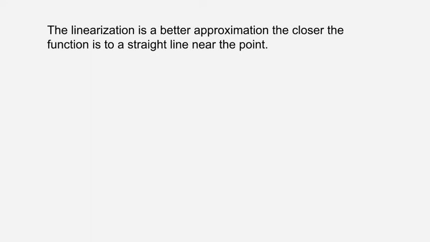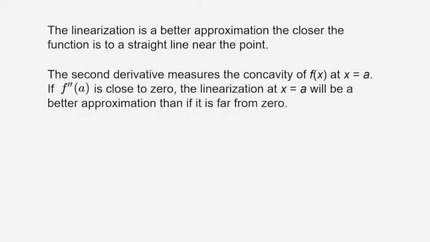Now, if you take the linearization of different types of functions, some of those linearizations will be better than others. And it will be better the closer the original function is to a straight line. Because what we're doing here is we're taking a curved function and we're using a straight line to approximate it. So if the function curves drastically at a point, the linearization will be worse than if it's closer to a straight line. And the way that we can measure curvature is with the second derivative, because that measures the concavity of a function at a particular point.